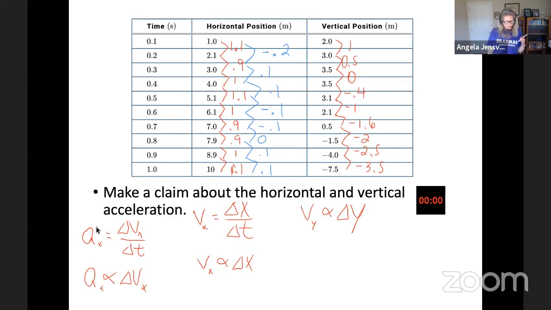And they fluctuate a little bit. Any data is going to have experimental uncertainty. But I'm going to make a claim right now and say acceleration in the x direction is 0. That's my first claim. Now I need to make a claim about the vertical.